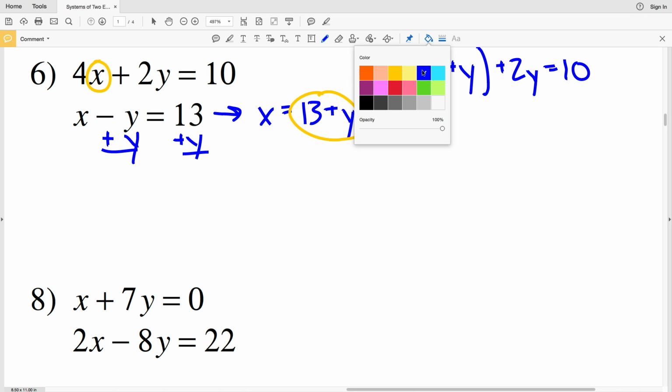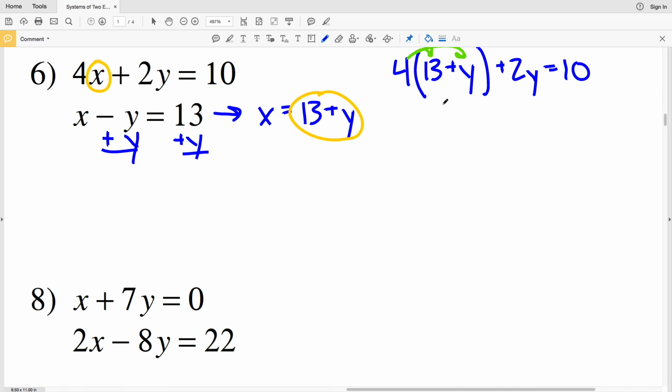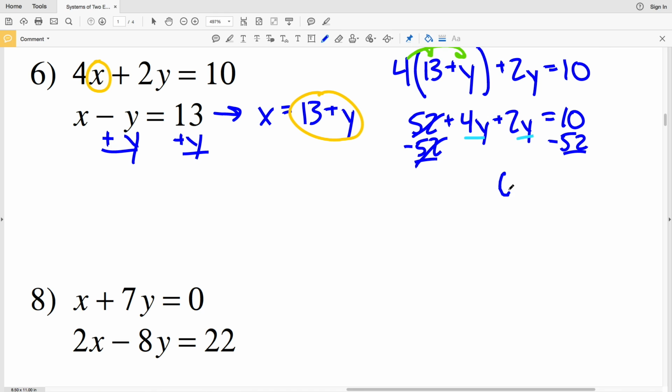I'll need to distribute that 4, so multiplying it to 13 and multiplying it to y. 4 times 13 is 52, plus 4 times y is 4y, plus 2y, and that's equal to 10. So combining my like terms, I'll combine 4y with 2y, and I'll subtract 52 from both sides. 4y plus 2y equals 6y, so I'll get that 6y is equal to 10 minus 52, which is negative 42. So now I'll divide by 6 in order to solve for y and get that y is equal to negative 7.